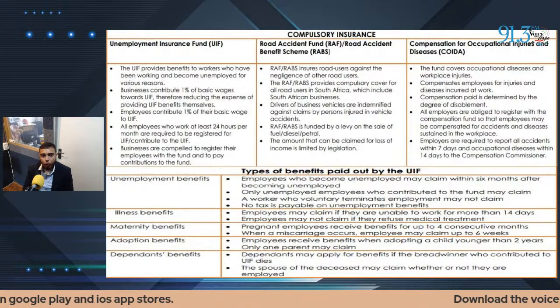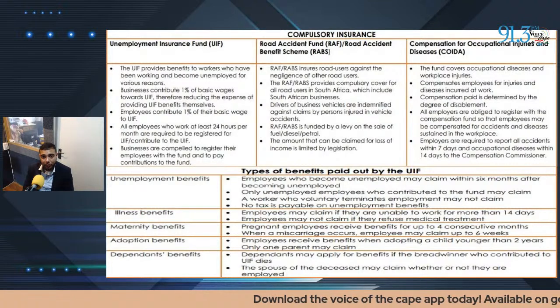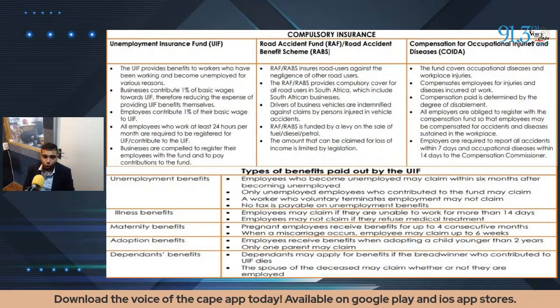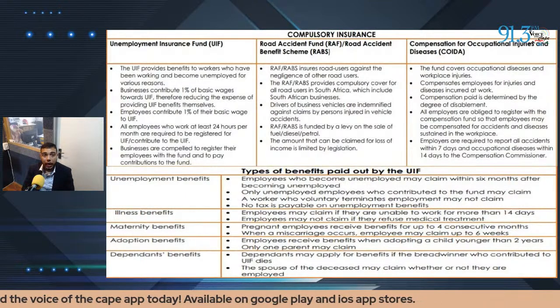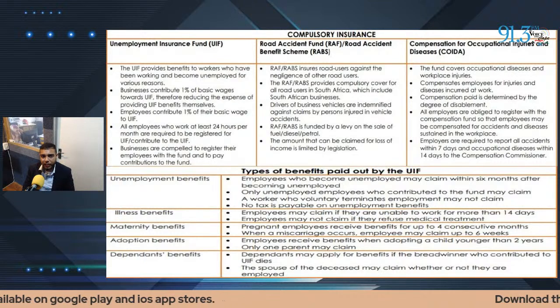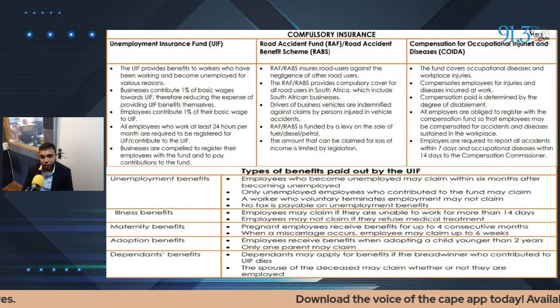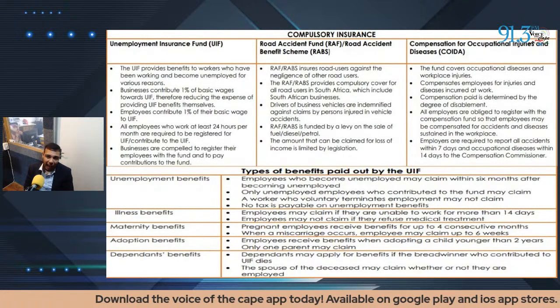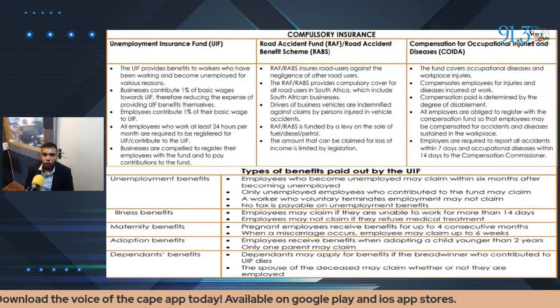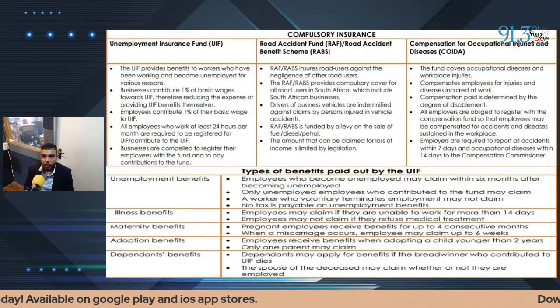So UIF, the UIF provides benefits to workers who have been working and become unemployed for various reasons. Then you will get paid out your UIF once you're unemployed. A Road Accident Fund insures road users against the negligence of other road users. Once you get in an accident and someone knocks you over, you'll then apply for the Road Accident Fund and then you'll get paid out.